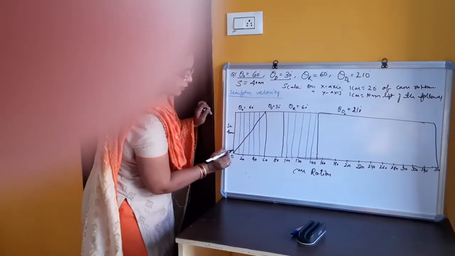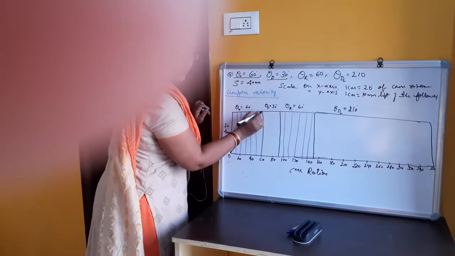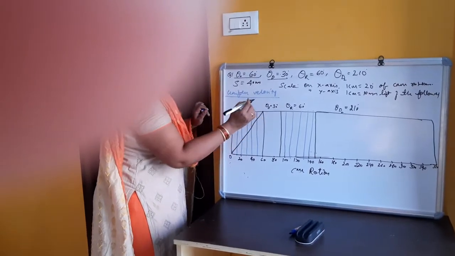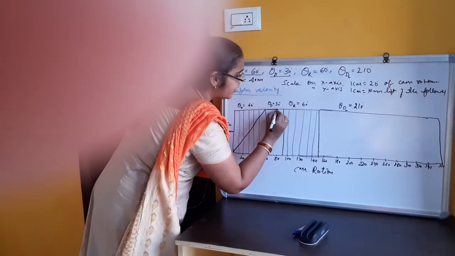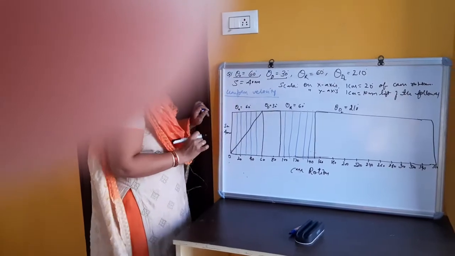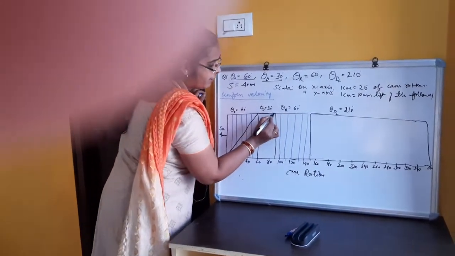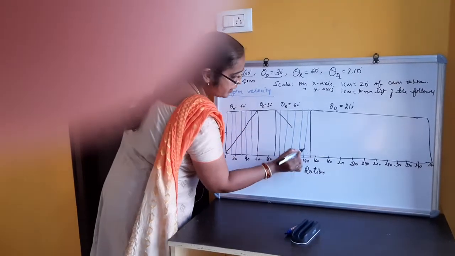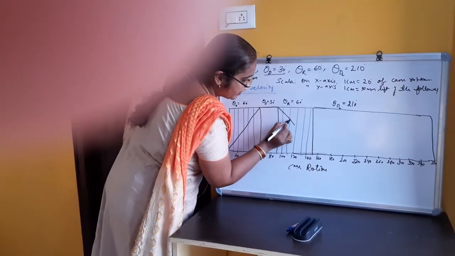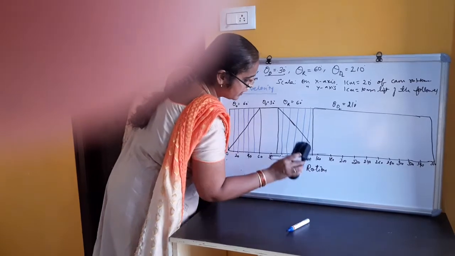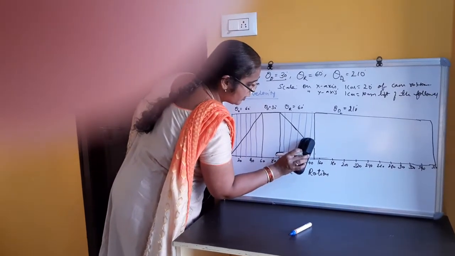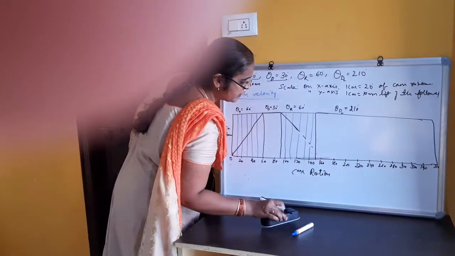That is, the follower is moving with uniform velocity to perform the outstroke, and then it is under dwell for 30 degree rotation of the cam, and when the cam rotates by 60 degree, the follower is going to perform the return stroke. Return stroke is again with uniform velocity. Just join the opposite points with a straight line.